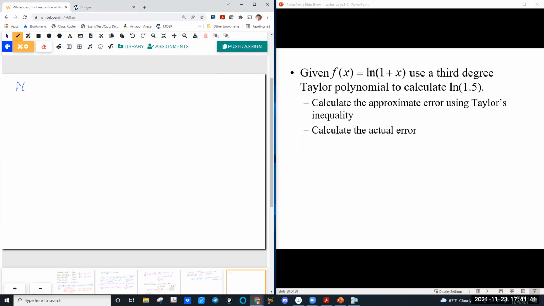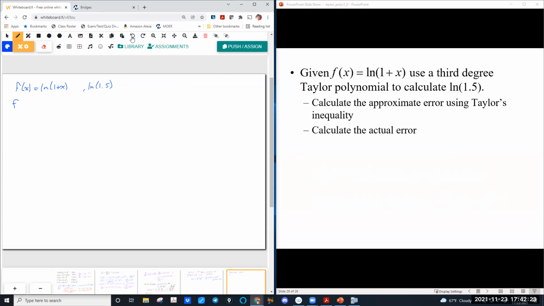All right, let's see what we're asked to do. F of x is ln of 1 plus x, and we want to approximate ln of 1.5. Now, ln of 1.5 can be done in any calculator, so we know the exact value. What we want to do is figure out what the maximum possible error is, calculate the actual error, and see how far off we are using a third-degree Taylor polynomial. So we're going to need the third-degree Taylor polynomial for this, which means we're going to need up to the third derivative.